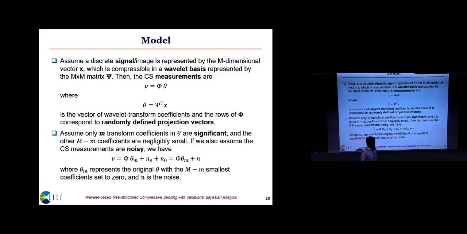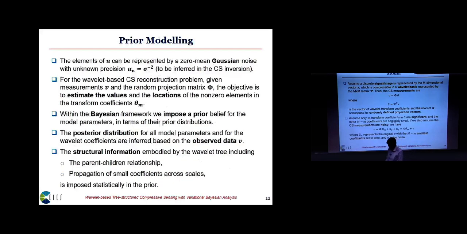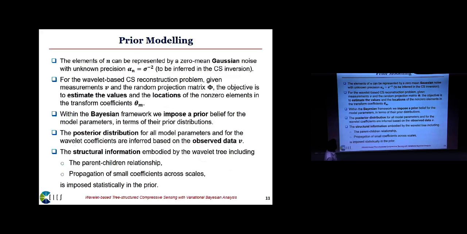We can divide this into two groups: theta_m, which includes the significant coefficients, with the negligible ones set to zero, and theta_e, where the significant ones are set to zero and it only has the negligible ones. We also assume that we have noise in our measurements. We can sum these two up and write them as n, which is noise, represented with a Gaussian with some precision alpha. This alpha is to be inferred from the CS inversion.